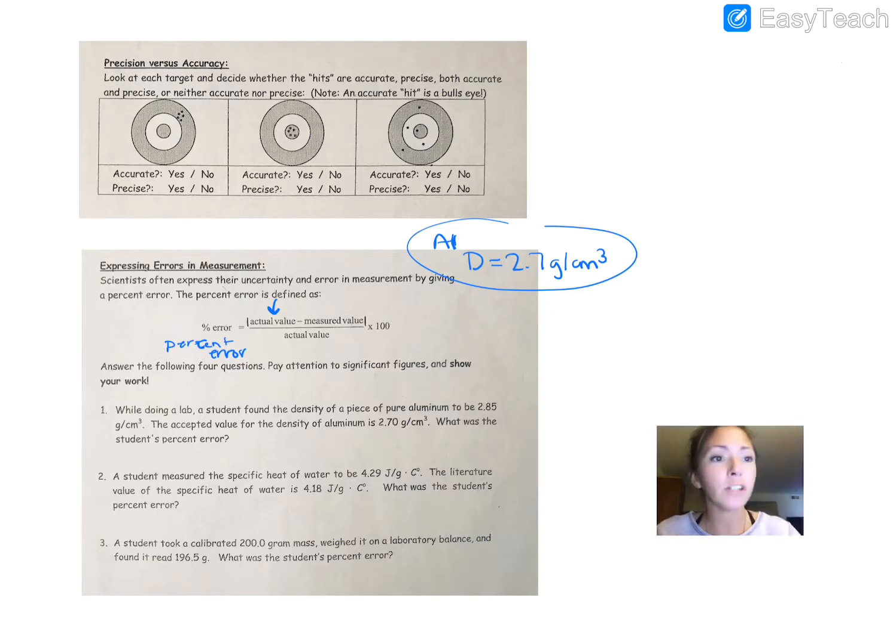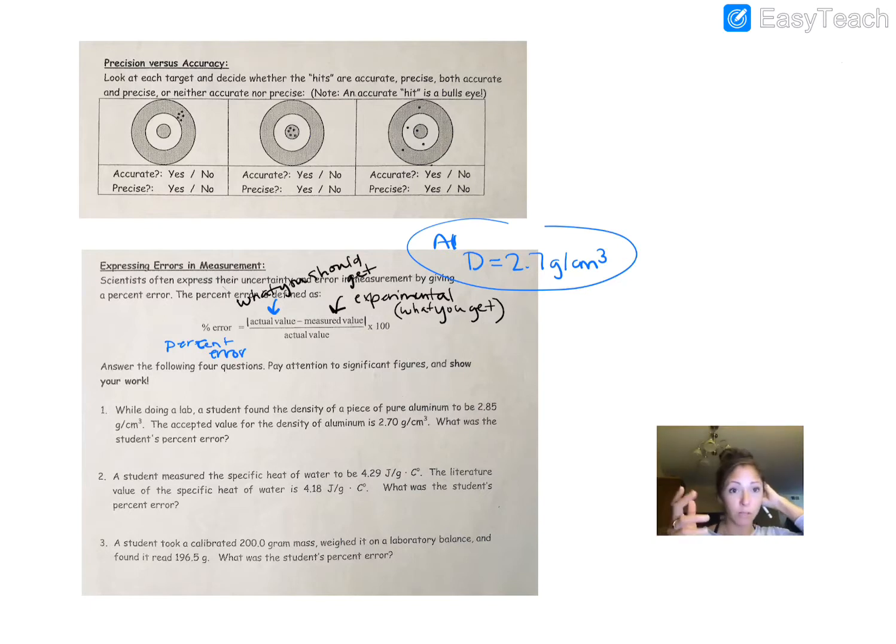Now, the other measurement that is involved is going to be the measured value. The measured value is what you, as the student, the teacher, the scientist in the lab, actually get in the lab. So this is also called the experimental value. This is what you get, or the person that's doing the experiment, and this is what you should get, what you should have gotten, okay? And you're going to plug these in to solve for something known as percent error.